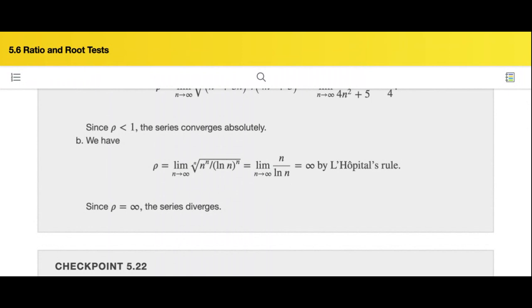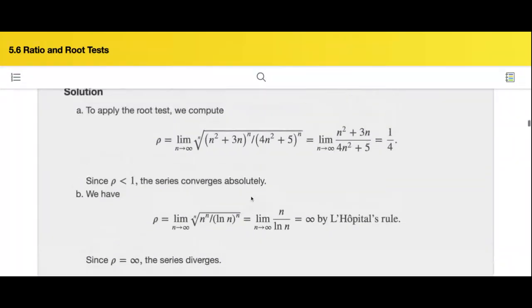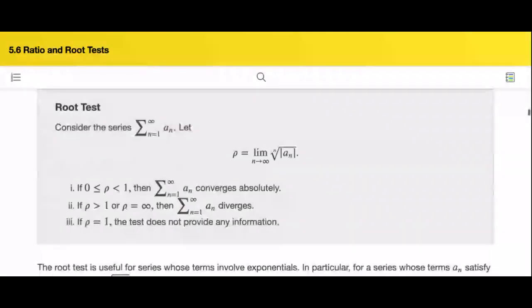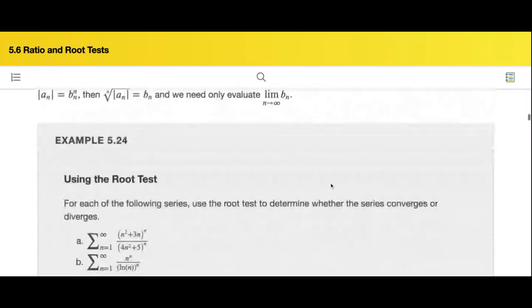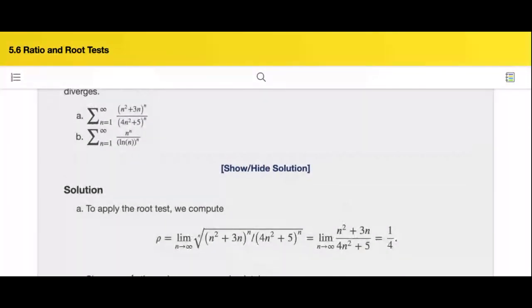So because this goes to infinity, the limit of the nth root of the a n term goes to infinity. So by the second part of the root test, the series diverges. Okay. The series diverges. Okay, anyone has any question about this?